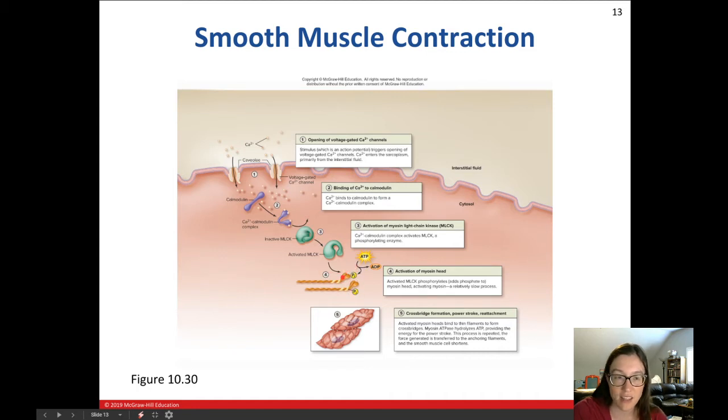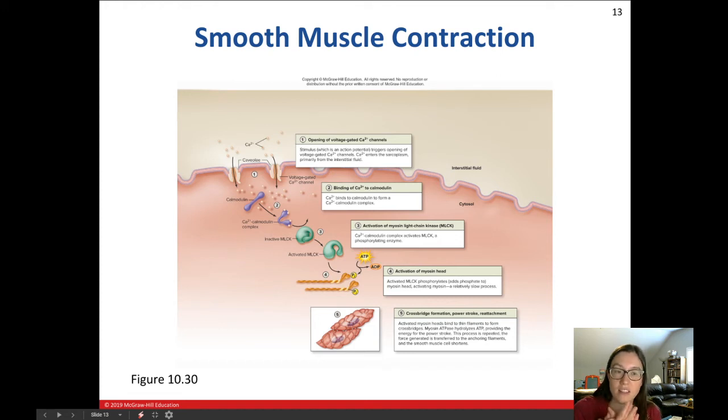Once myosin is active, there are no chaperone proteins. We don't have troponin and tropomyosin, and so it can just immediately start cross bridge formation. So we're going to have that same shortening where we have the cross bridge formation, the power stroke and the reattachment. The activated myosin head is going to bind to the thin filament to form cross bridges. Myosin ATPase, once again, hydrolyzes the ATP, taking that energy from ATP, and it provides the energy for that power stroke. This process is repeated again, and shortening of the muscle is going to happen.